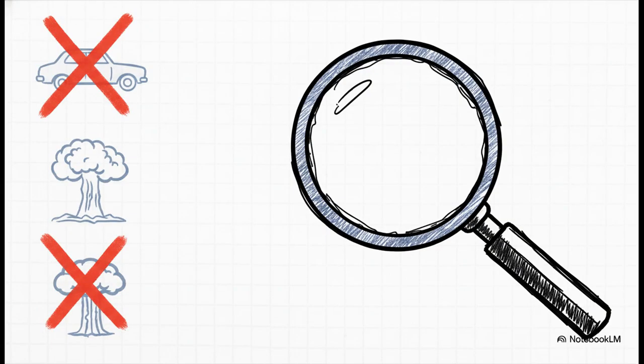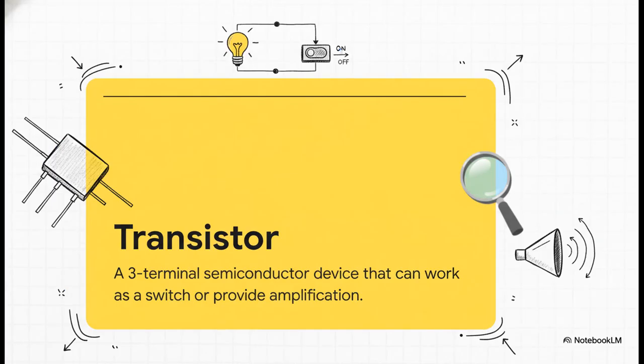Yeah, it's none of those. The most important invention is something you've probably never actually seen with your own eyes, but you are using billions of them this very second. We're talking about the humble, the invisible, the absolutely world-changing transistor. So what on earth is it?